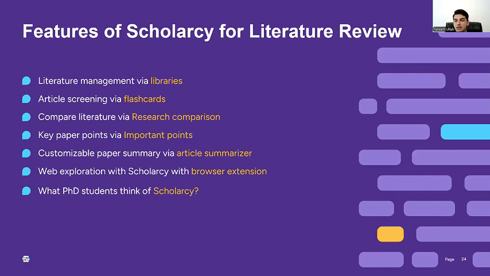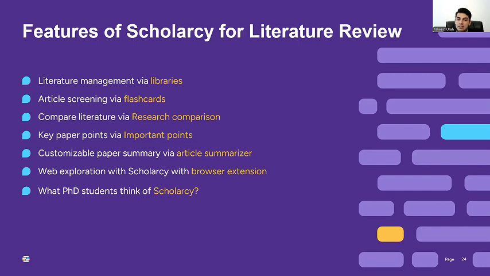The second feature, as I mentioned, that's very amazing is flashcards. You can screen your articles, like the screening process that I was showing, where you do the title-based selection, abstract-based selection, full text selection, and so on. That becomes really easy for you through this tool. The third one is research comparison. This is something amazing. When you look at a paper in Scholarcy, it can tell you how this relates to previous research, whether it agrees with previous research, and where it disagrees.